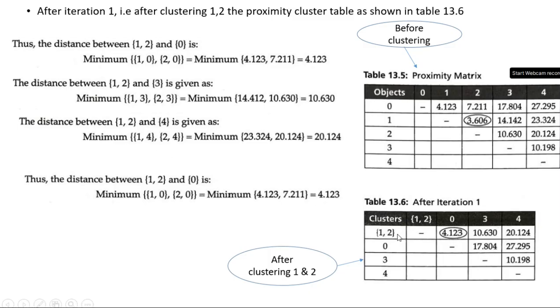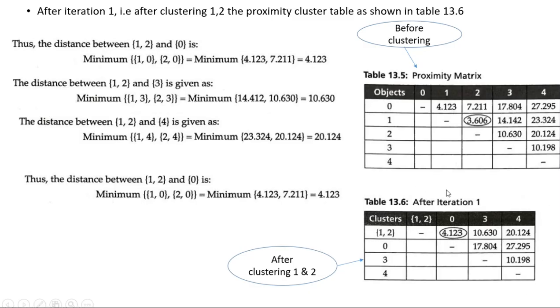Similarly, find the distance between 1 comma 2 and 4. What is the distance from 1 comma 2 to 4? The minimum of 1 comma 4 and 2 comma 4. 1 comma 4 is 23.24. The distance from 2 comma 4 is 20.124. So the minimum is 20.124. Fill that here. Next, find the distance from 0 to 3. Refer to this table and put it as it is: 17.804. What's the distance from 0 to 4? Refer to the previous table: 27.295. Fill it up as it is. Distance from 3 to 4: refer to this, 10.198. Fill it up as it is.